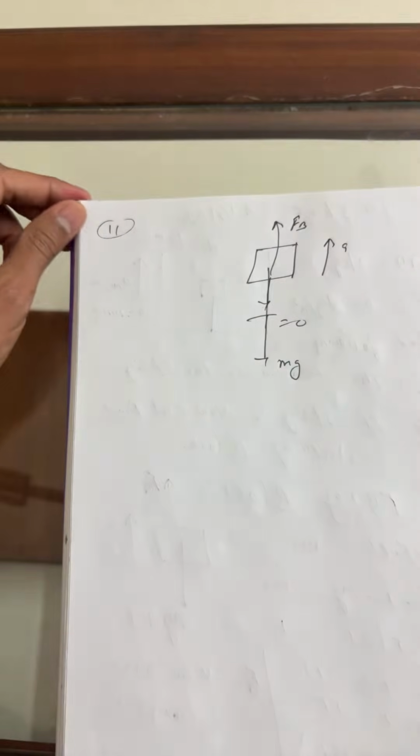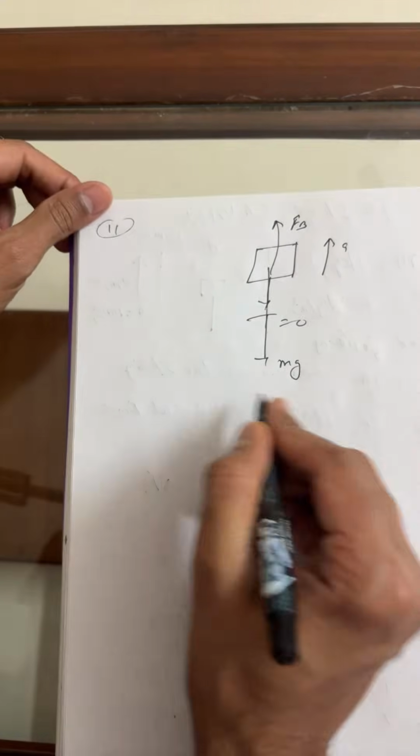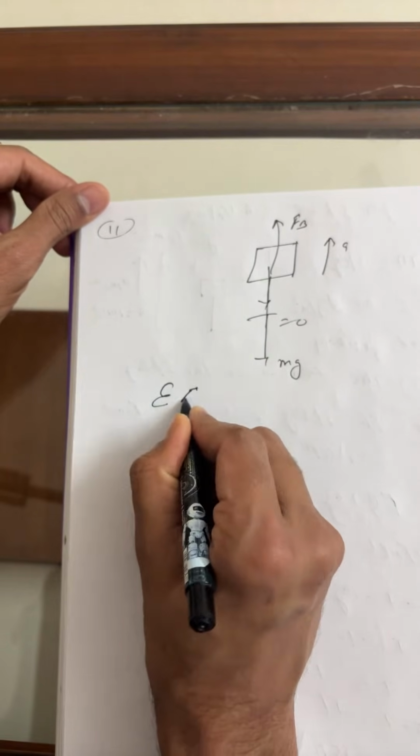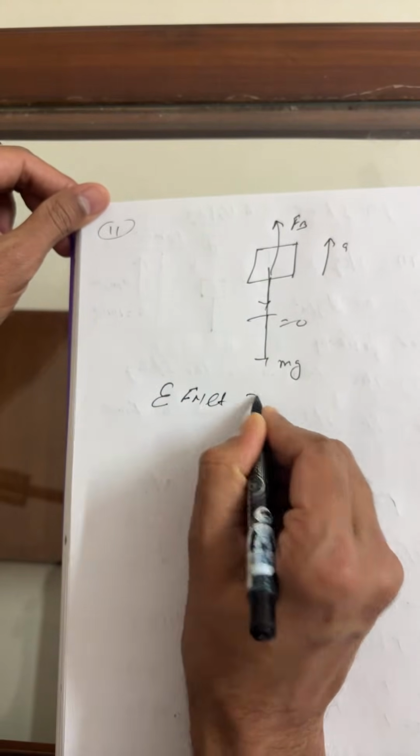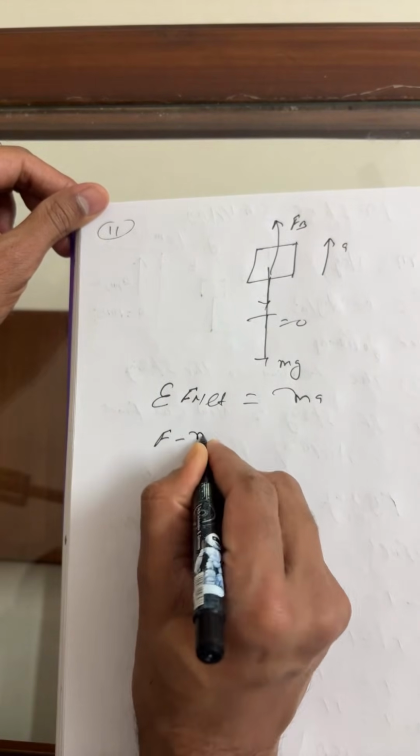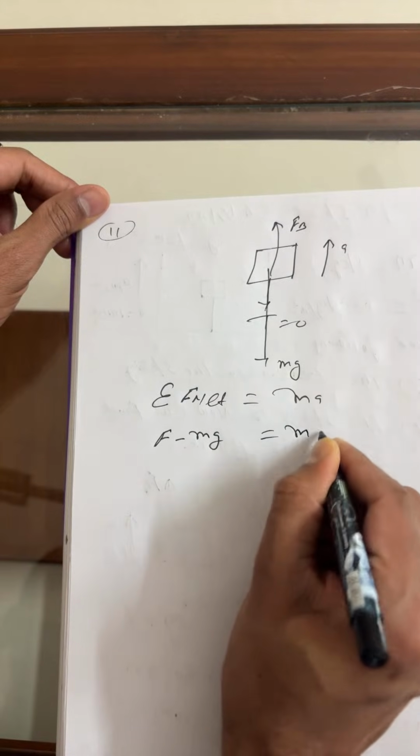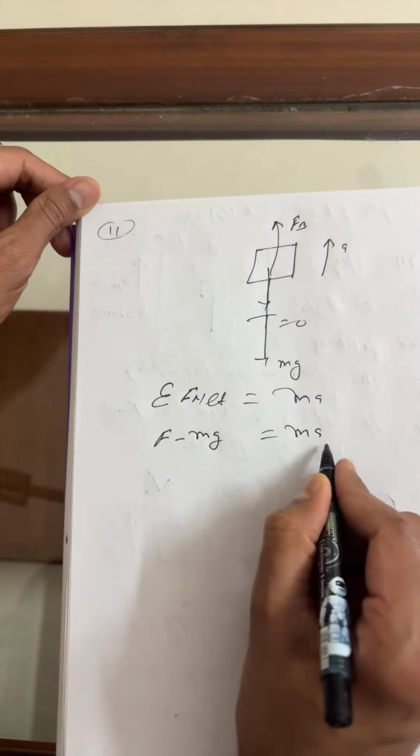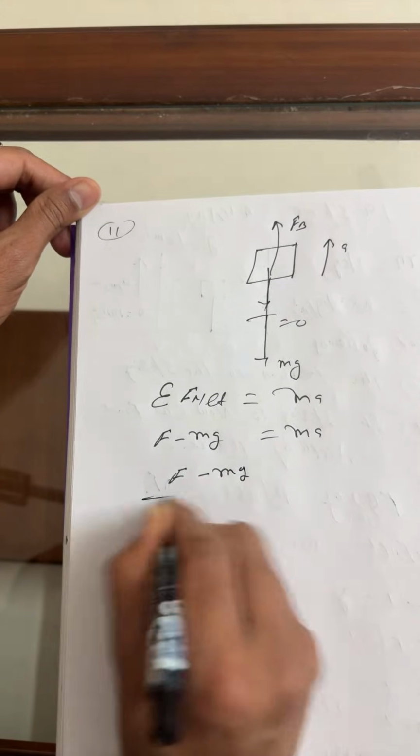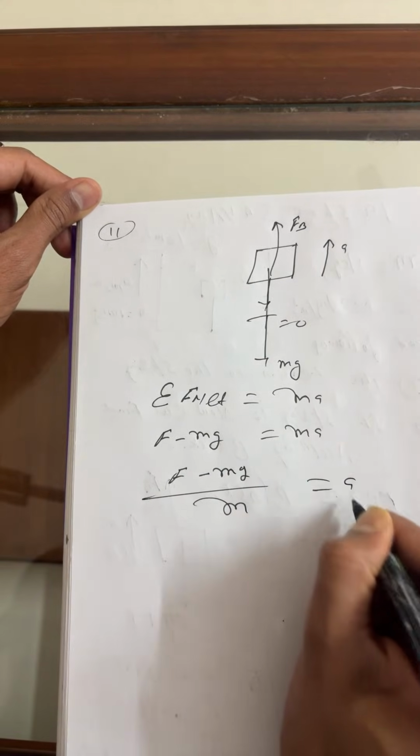Again use your equation. Correct. So again I'm using the summation of forces from Newton's laws of motion: F net is equal to MA. So F minus mg is equal to MA. We wish to find acceleration here, so F minus mg upon m is equal to A.